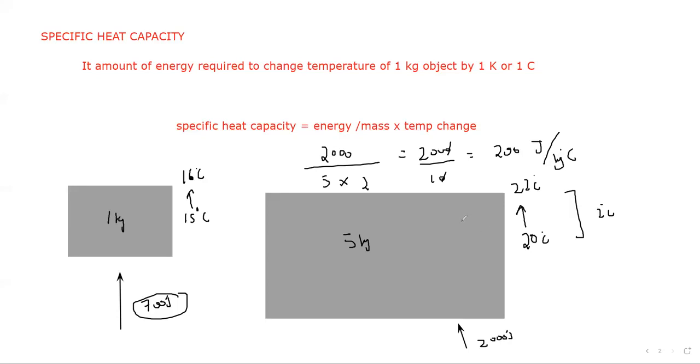The SI unit is joule per kilogram Kelvin, but the other unit can be degree centigrade. Is it clear? The specific heat capacity and the heat capacity.